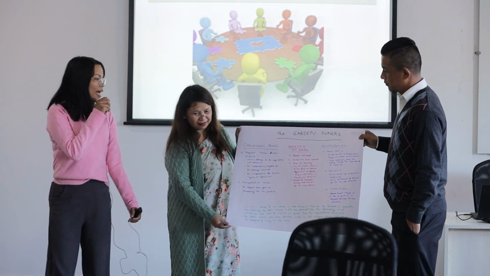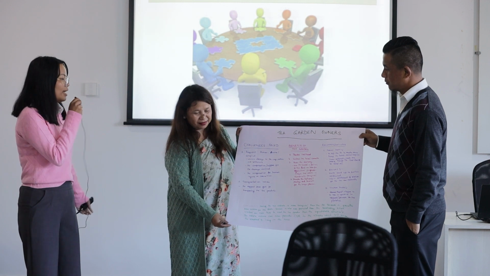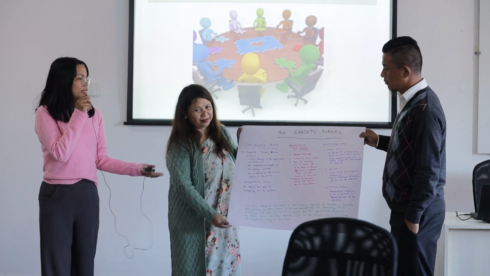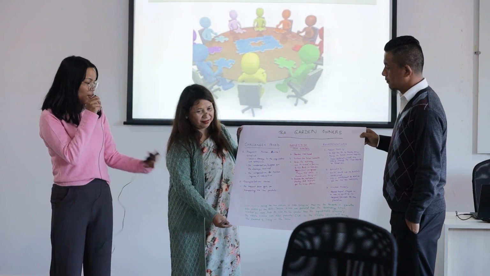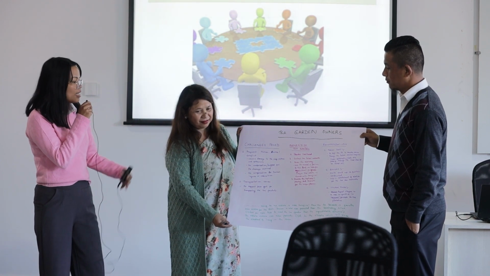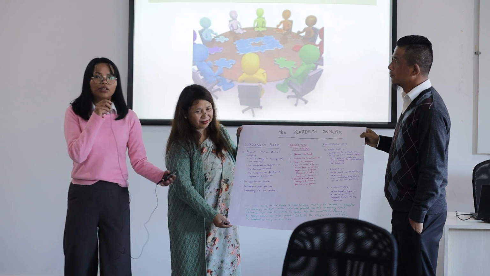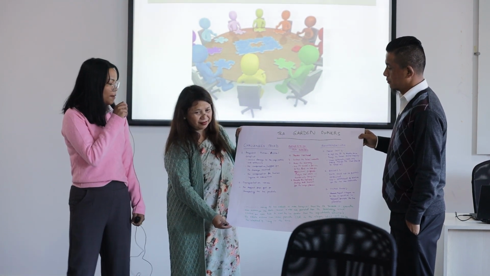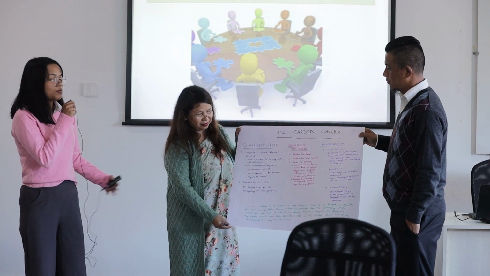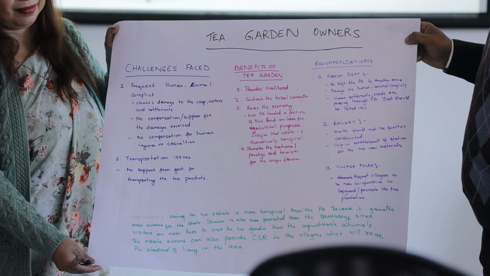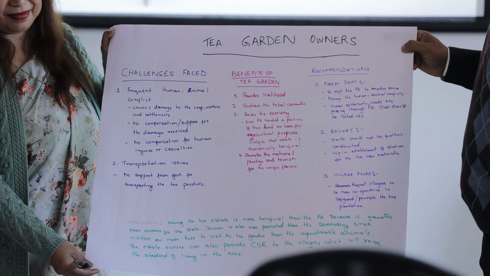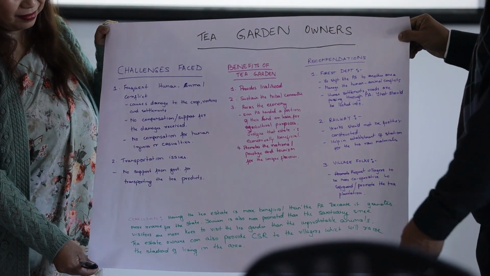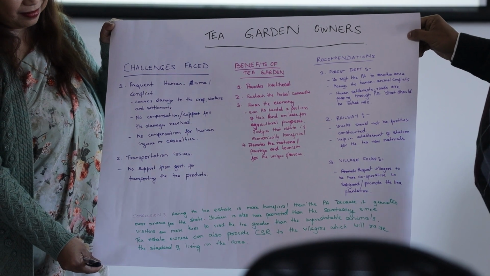We have too many human-animal conflicts, with damages to our crops, our workers and settlements, and we have not received any compensation or support for the damages caused. Even some of our workers were killed and injured, and no compensation for that as well. And we have transportation issues also, like no support again from the government. I mean, we're doing so many good things for the area, but nobody is caring to promote us.